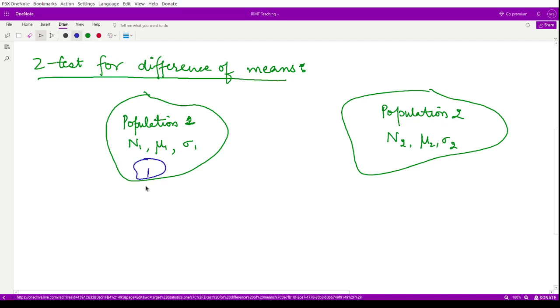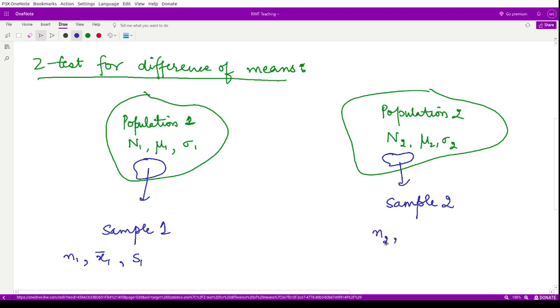Now what we do is take a small sample out of this population. So we have sample 1. Corresponding to this sample 1, we have the number of elements present in sample 1 as n1, the mean of this sample as x1 bar and the standard deviation as s1. Similarly, from here we have another sample from the second population. Let me call that sample 2. For this sample we have n2 as the number of elements in the sample, x2 bar as the mean or the average for this sample, and s2 as the standard deviation for this sample. So this is the notation here.